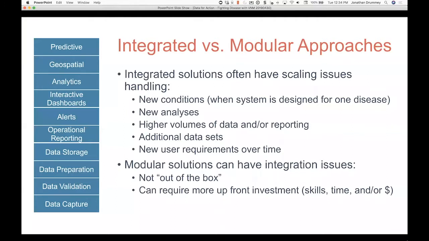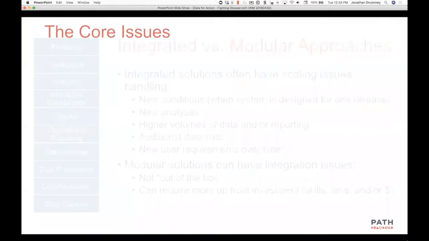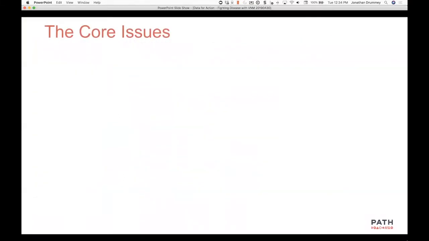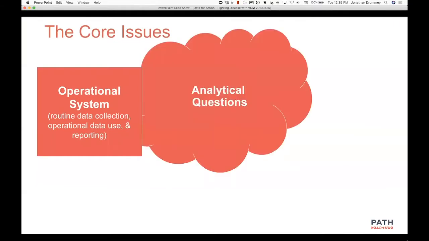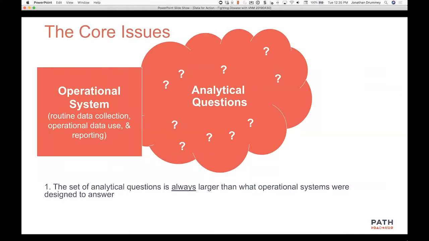So they're different approaches and I can't say which one's going to work for you. I'll just give you our take on how we ended up where we're at. So there's two core issues that happen. We can look at these integrated systems as they're being used as operational systems. So they're doing data collection, regular data use and reporting and so on. And then we have this universe of analytical questions that's out there. And that set of analytical questions is always, always, always going to be larger than what those operational systems are designed to answer.